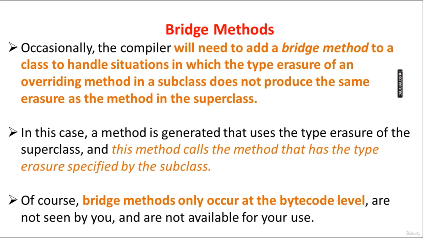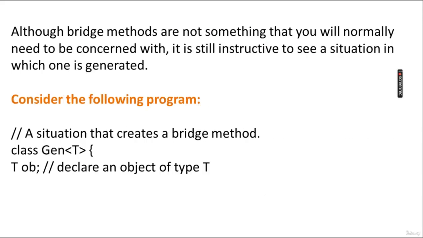These methods only occur at the bytecode level and are not seen by you, so you cannot see them and they are not available for your use. It is for the sake of Java compiler usage. Although bridge methods are not something that you will normally need to be concerned with, it is still instructive to see a situation in which one is generated, so that you can understand how bridge methods are created. Now, we will see an example for this.